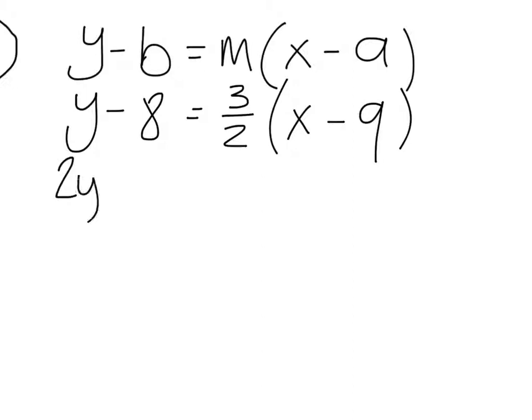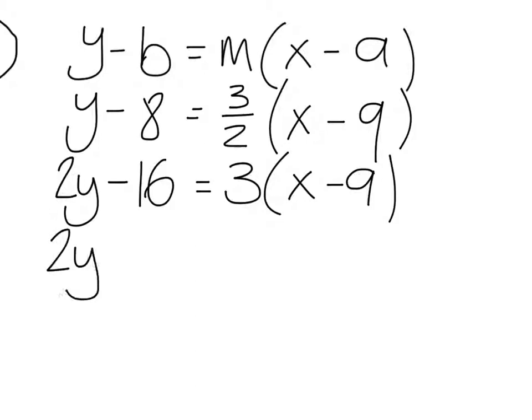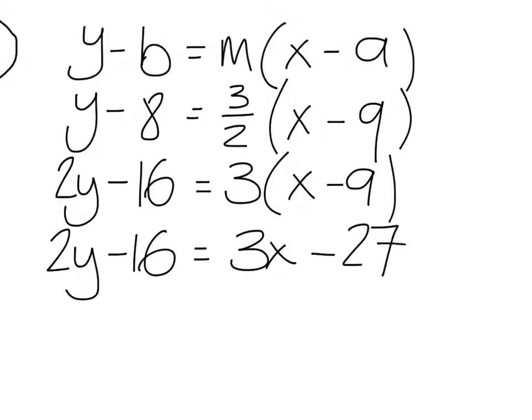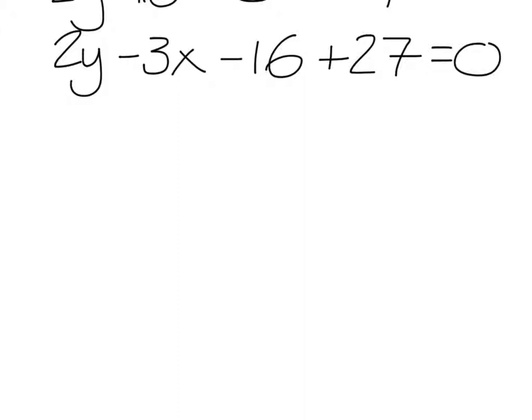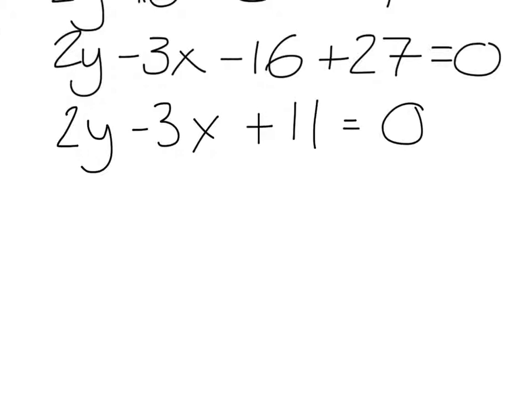Multiplying through by 2 to remove the fraction gives us 2y minus 16 equals 3 bracket x minus 9. So 2y minus 16 equals 3 times x, which is 3x, and 3 times 9, which is 27. Collecting everything to the one side gives us 2y minus 3x minus 16 plus 27 equals 0. That then gives us 2y minus 3x plus 11 equals 0. And this is the equation of the median that we were asked to show.